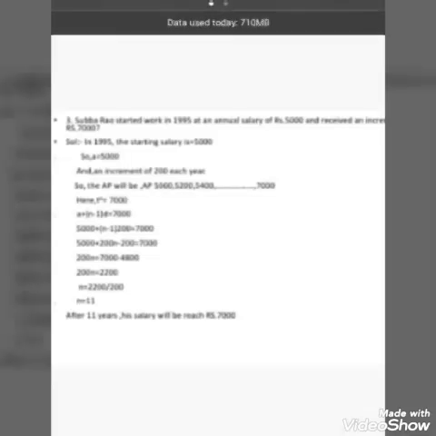This question is also very interesting, and it is also of the chapter AP, which is arithmetic progression. This is a very important and very conceptual question, which can also be asked in your board examination. Let's move to our next question.